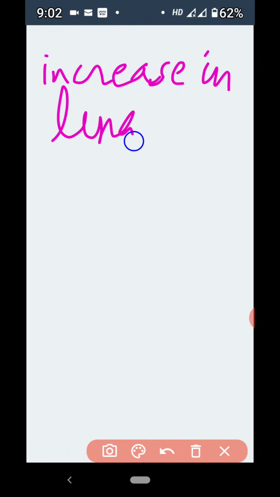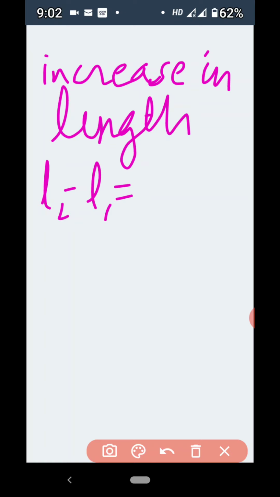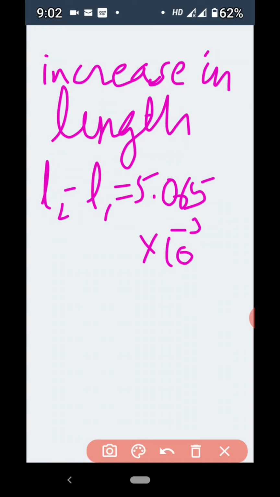If you do the calculation of this ratio, then we get the increase in length, L2 minus L1, equal to 5.065 into 10 raised to minus 3 meter. This is our final answer.